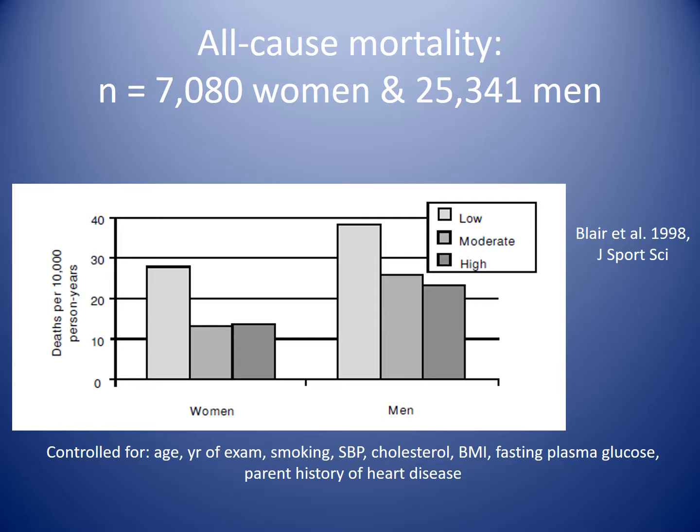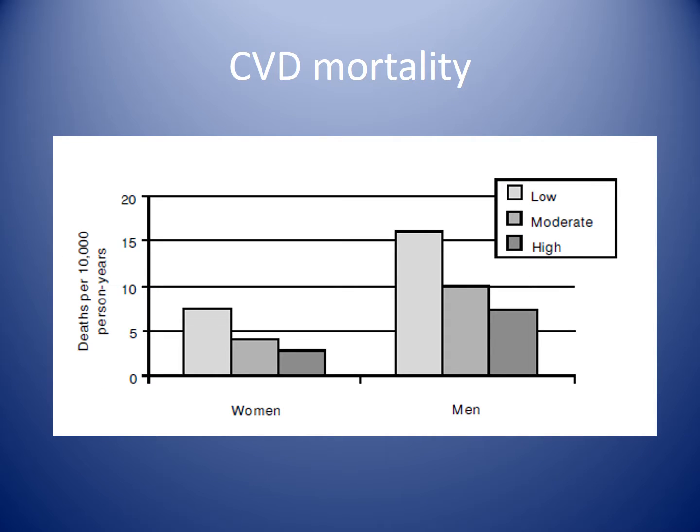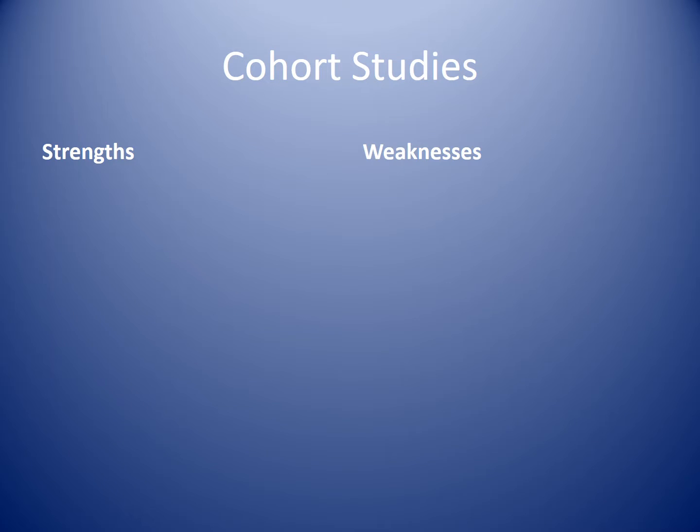And then you're looking at death rates here on the y-axis. So for women, the low fit group had the highest mortality rate. By far, it was more than double, but there was no difference in moderate and high. And for the men, you see basically the same trend. The low fit group had a much higher risk of death than either of the other two groups. When they looked at just cardiovascular disease mortality, they saw something similar. Being low fit is very bad for your mortality risk, and that's been shown in other literature as well.